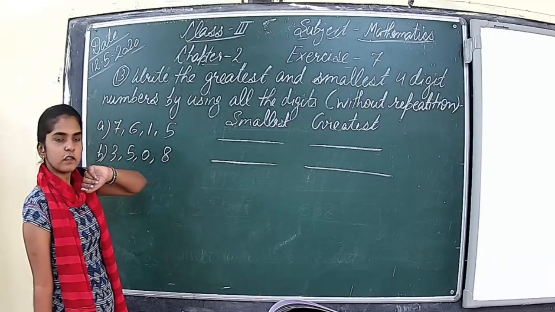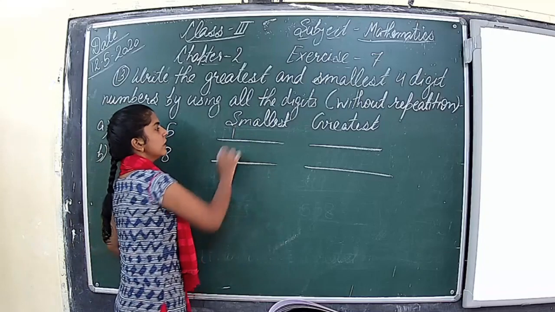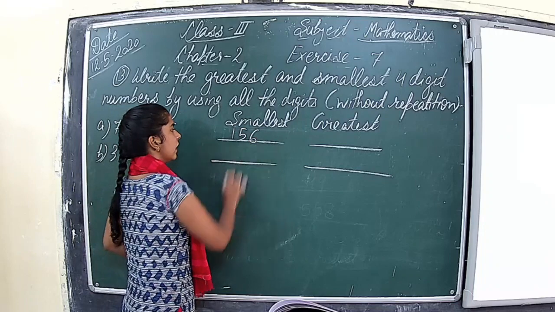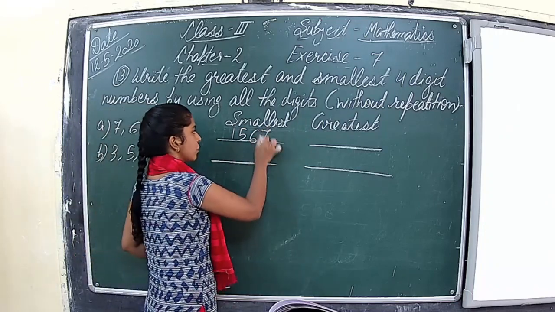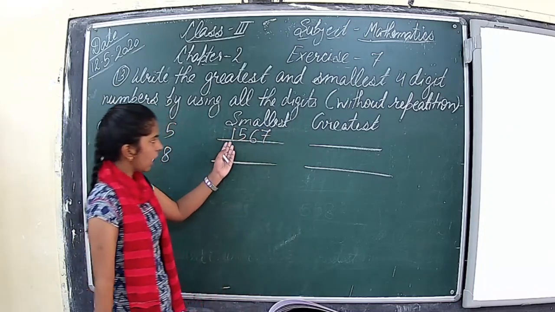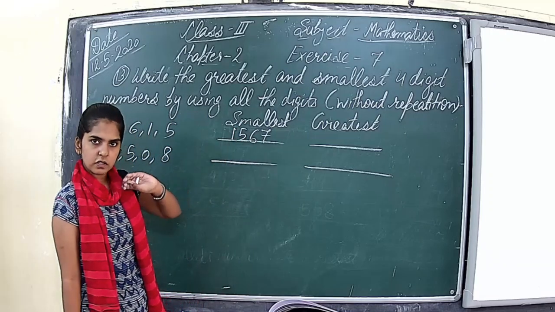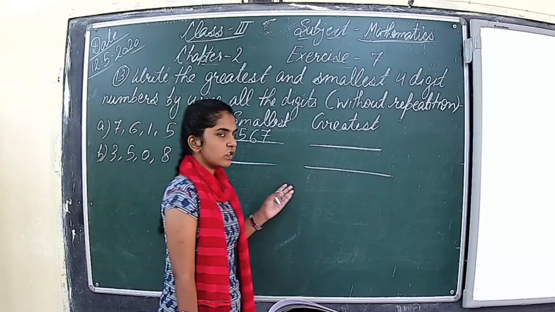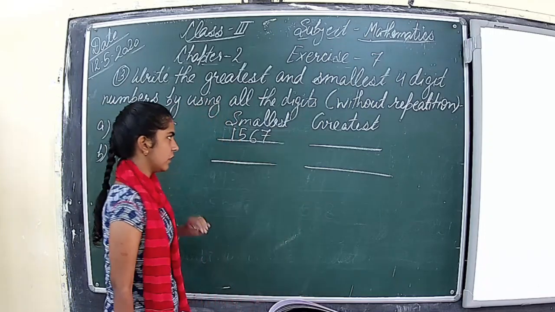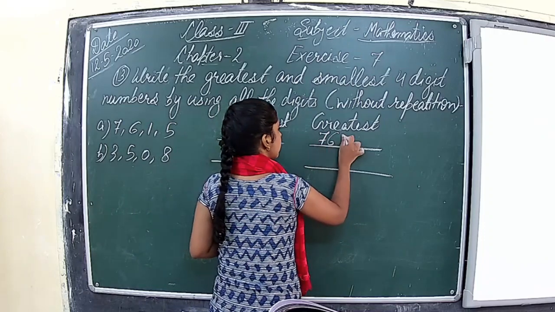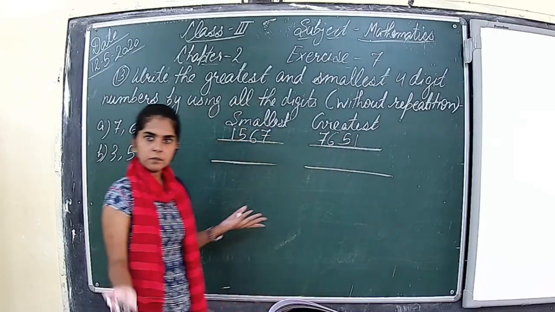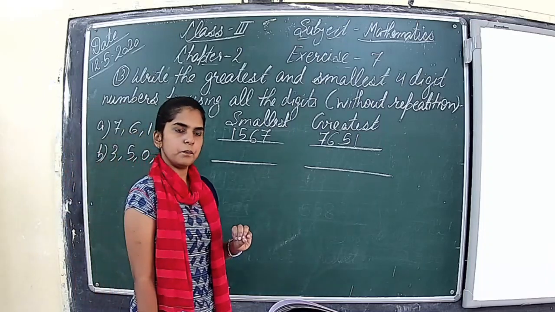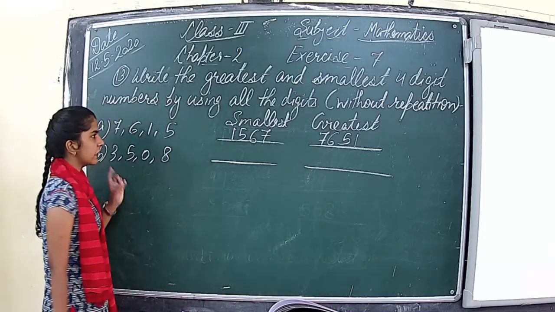7615. Which is the smallest digit? 1, then 5, then 6, and then 7. So the smallest number is 1567. Now the greatest number. Which digit is the greatest here? 7, right? Then 6, then 5, and then 1. So the greatest number is 7651.